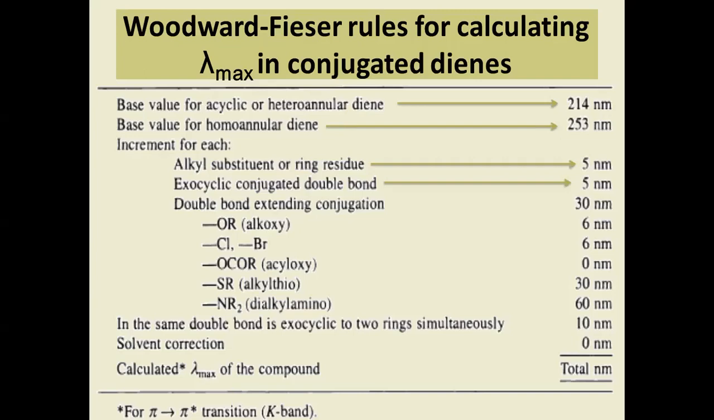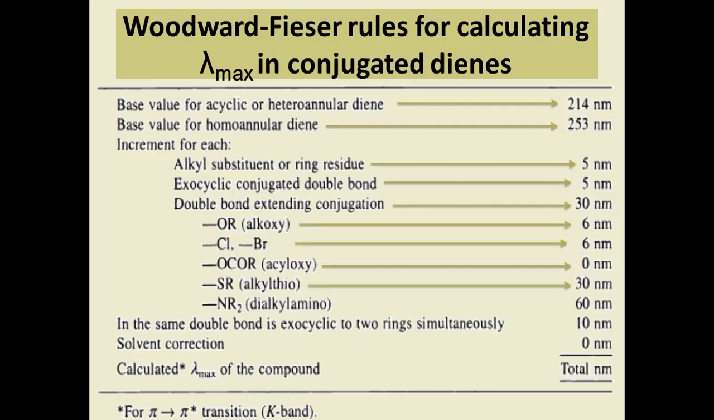If there is a double bond extending this conjugated diene system, then we have to add 30 nanometer. And if there is a substituent like an alkoxy group or a halogen like chlorine or bromine, we have to add 6 nanometer. Acyloxy group does not contribute to the lambda max value. The alkyl thio group will contribute 30 nanometer, whereas dialkyl amino group contributes 60 nanometer. And if the exocyclic double bond is attached to two rings simultaneously, then we add 10 nanometer. So this will totally give you the lambda max value for the given compound.